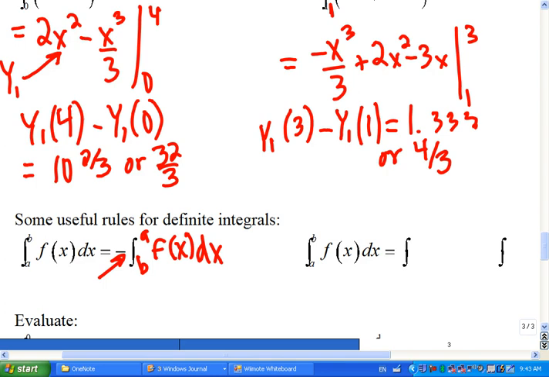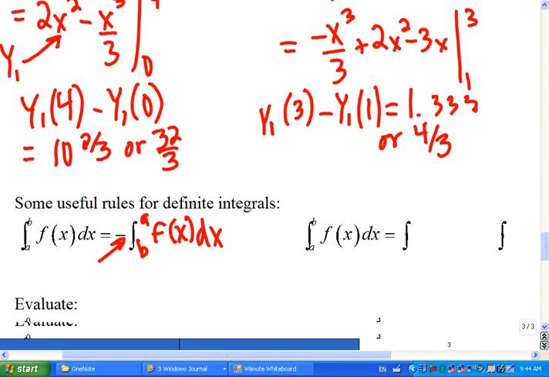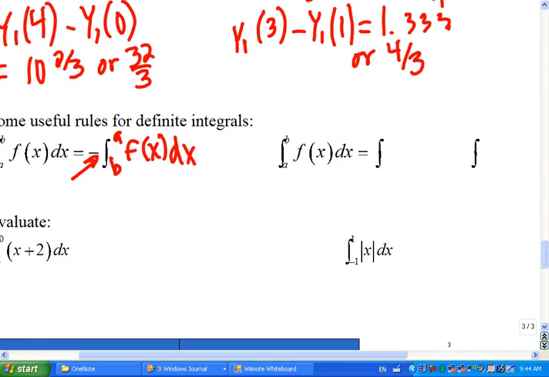I'm subtracting those parts, but think about that formula for area. It's the function's height times the change in x. So why is it negative if I go backwards? Yeah, the change in x is negative, right? Before I was going forwards to get to where I was going. Now I'm going backwards, so the change is negative, which means I'm going to end up with a negative area if I go backwards. Okay, so that's one thing you've got to remember.